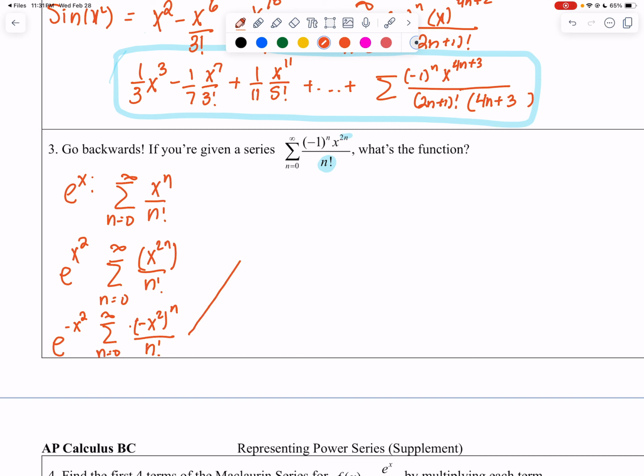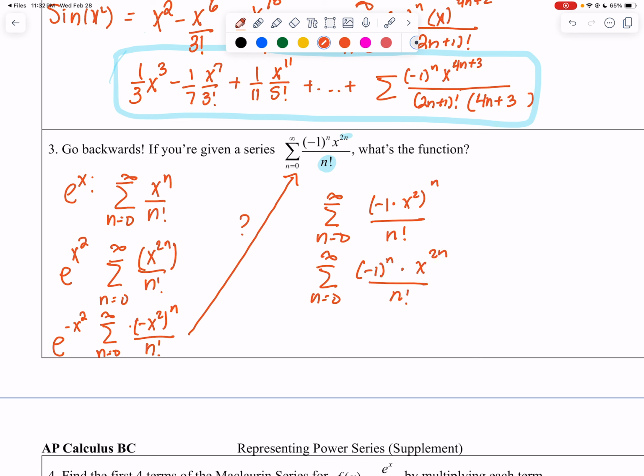Now, how is this the same thing as that? Well, what I can do is break up the negative x squared to the n to be negative 1 times x squared to the n over n factorial. Break that apart so that I have negative 1 to the n times x to the 2n over n factorial. That's how I get that right there.